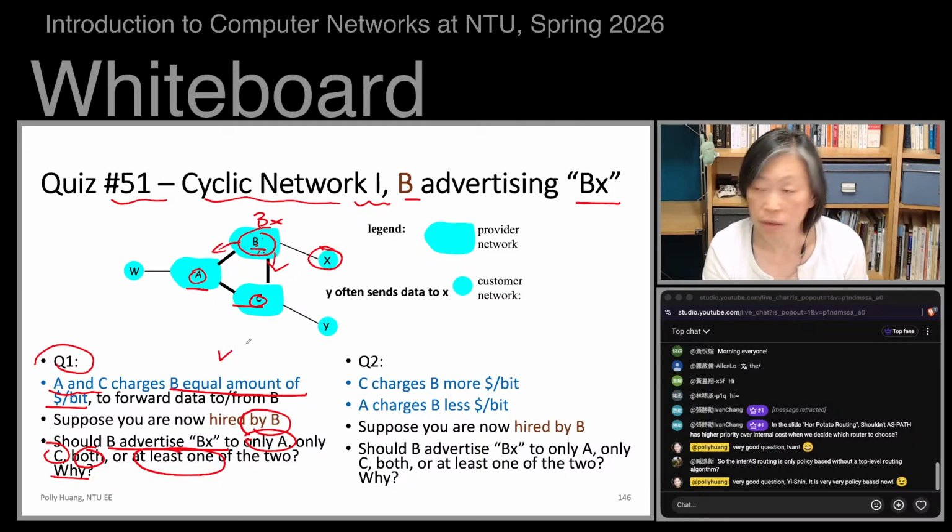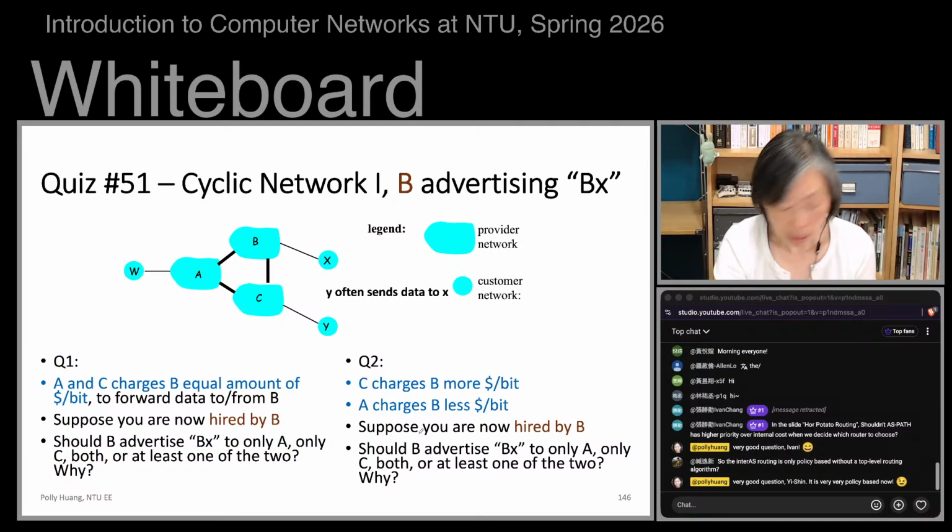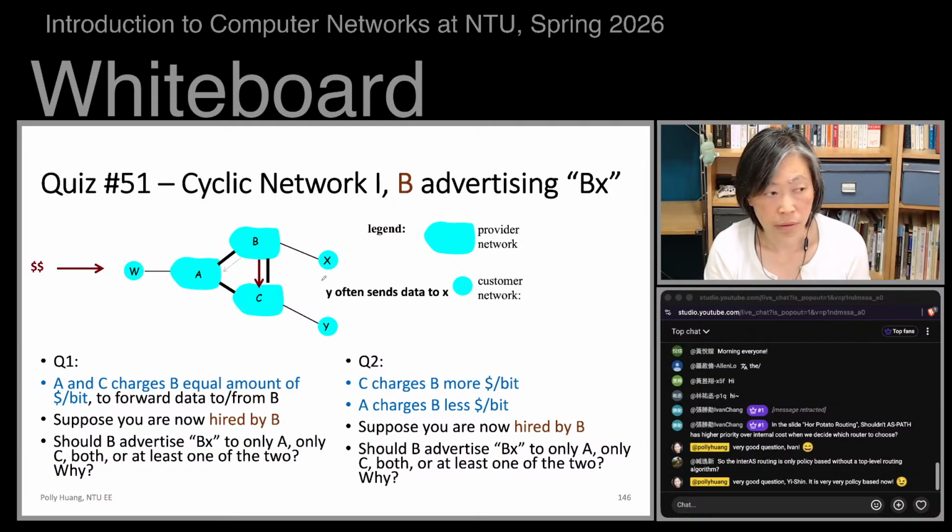So this is an easier case. Q2. A and C are still providers of B, but this time, C charges B more per unit traffic. A is more affordable to B. So if we look at the money flow, it will look like this. B needs to pay C more, and B pays A less. Thicker arrow, thinner arrow. Okay, and this is the money flow.